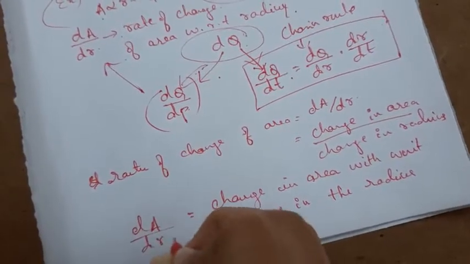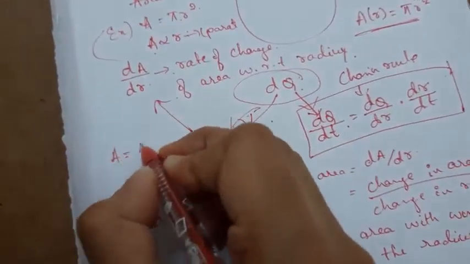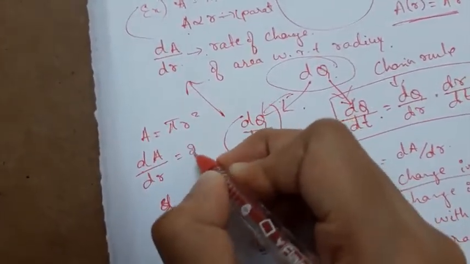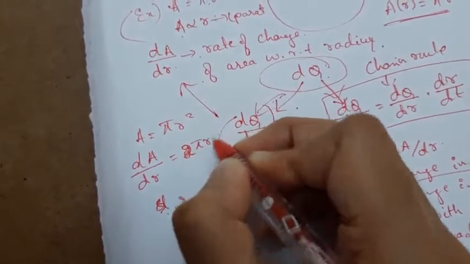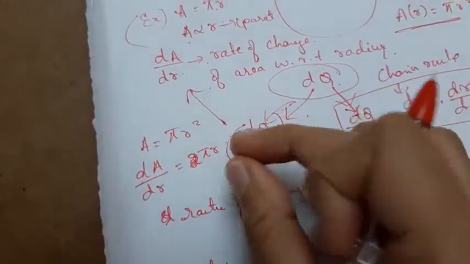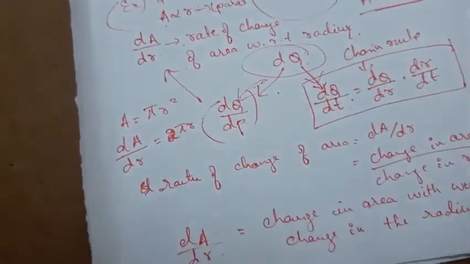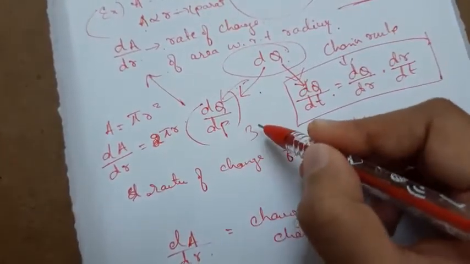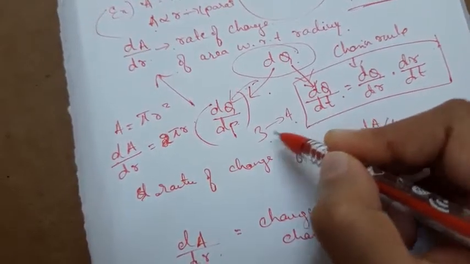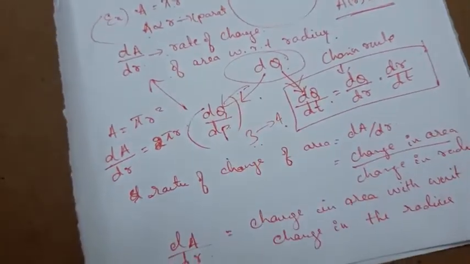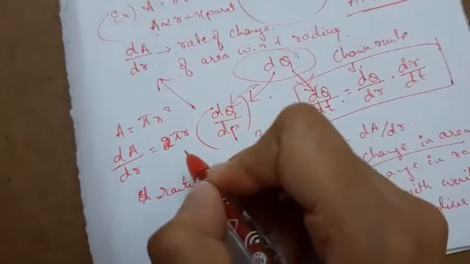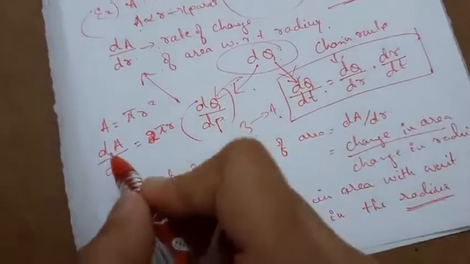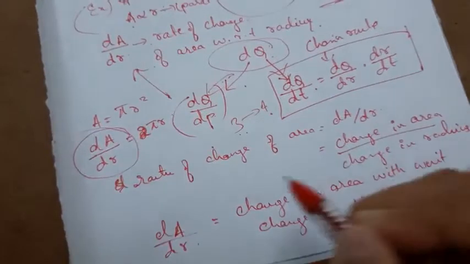So what does this imply? Here our area is equal to pi r square. What is dA by dr? dA by dr is nothing but 2 pi r. Suppose there is a 1 unit change, whatever the unit might be, in the radius. It might be from 3 centimeter to 4 centimeter, or 4 to 5 centimeter, or 3 to 2 centimeter. If there is a 1 unit change in the parameter, that is here the radius, there is a change in the area. That is what it is going to say.